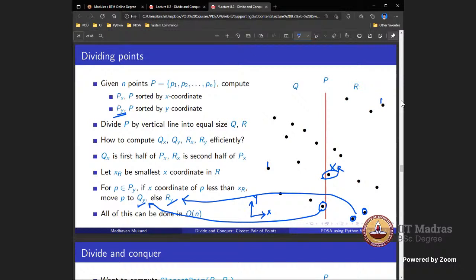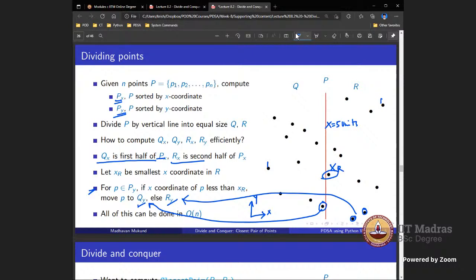Initially, for this process, that doesn't matter. Whatever the X coordinate, this line has some value, X equal to some value, let's say 5 units. If you see any point which is less than 5, that will be before this line. It all goes to QX, the first part of PX. This we can directly compute from the PX list. The second half will go to RX.